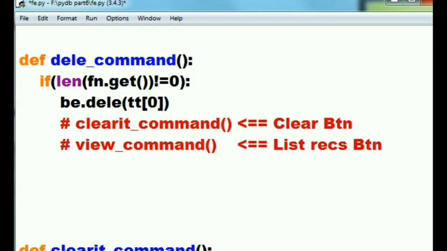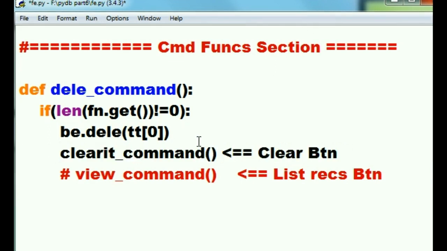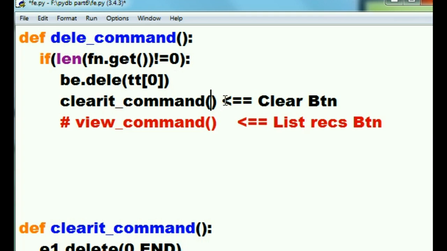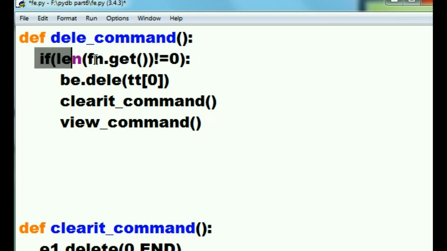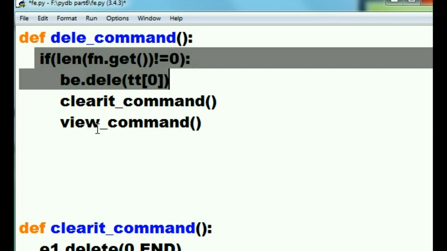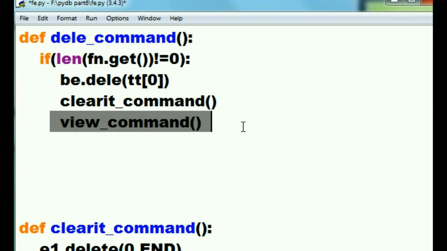Let's scooch up towards the delete under command function, which we covered in the previous video. I'm going to remove the rem character from this line so that the system will automatically run the clear it under command when someone hits the delete button. So let's get rid of that. Next, let me get rid of the other pound sign there. And now, when someone deletes out a record, it will delete out the record from the database table, run the clear it command, which clears off the screen, and then run the view command, which basically refreshes the list box.